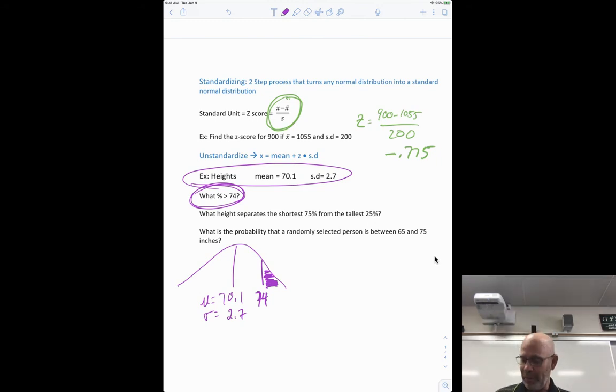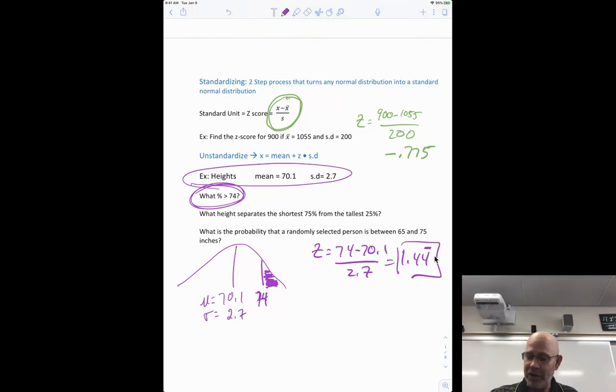I'll walk you through this problem. What you do is you find the z-score. Remember that the z-score is what's important because that's what the back of the book is telling us, for a mean of 0 and standard deviation of 1. So the z-score is 74 minus 70.1 divided by 2.7. I do that on my calculator. 74 minus 70.1 divided by 2.7 gives me 1.44. I'm going to have a little bit of rounding issues in just a second. I'll explain that.